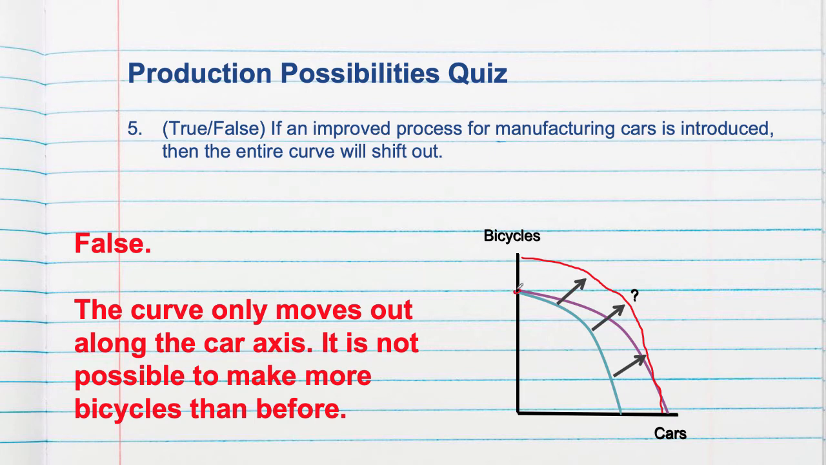If all we do is produce bicycles, we're going to stay right here. But if we produce any cars at all, we can produce more cars than we could before. So the production possibilities curve is not shifting out all over the place. It's just shifting out as long as we produce cars.